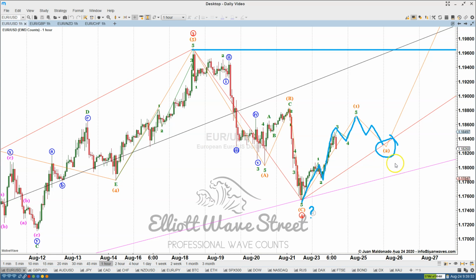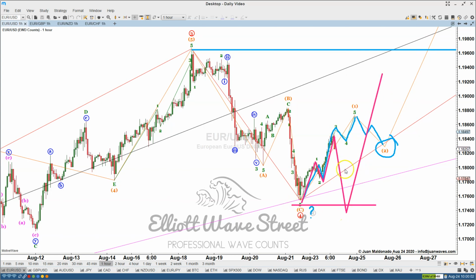Option number 2 is, what if this is a connector wave and the euro needs to make a lower low before reversing? So if this magenta, this pink scenario is the one that is going to happen, I'm going to buy here. I will never sell the euro, all right? It's a clear trading plan.